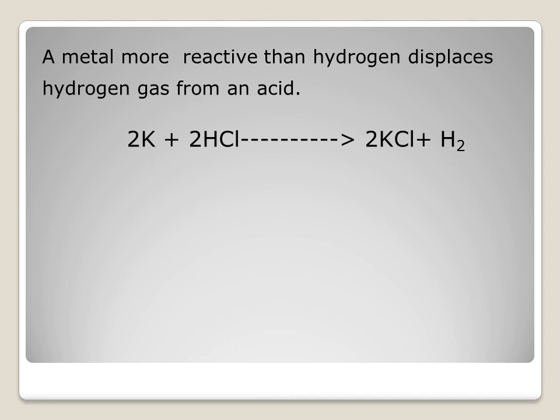The equation is 2K plus 2HCl gives 2KCl plus H2. Another example is calcium displaces hydrogen from sulfuric acid. Ca plus H2SO4 gives CaSO4 plus H2.